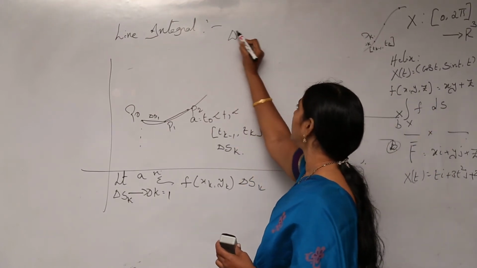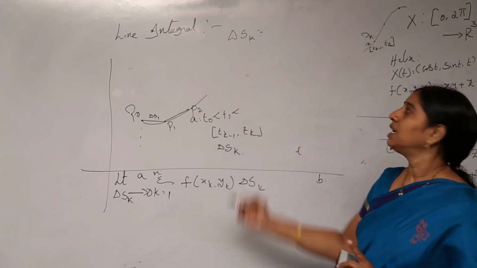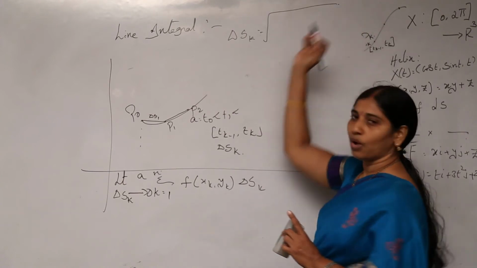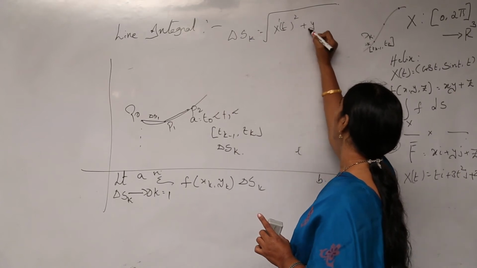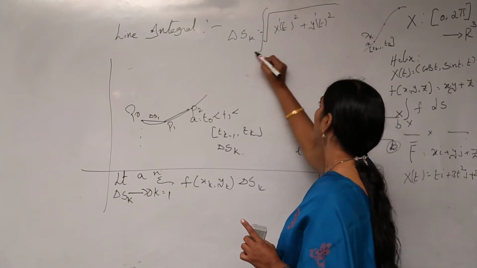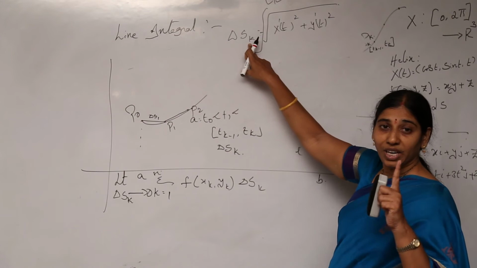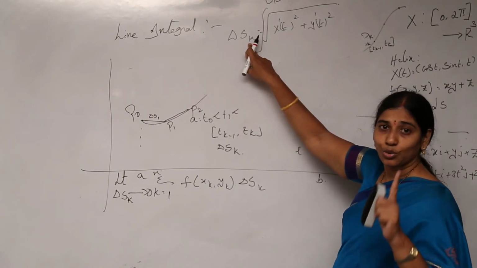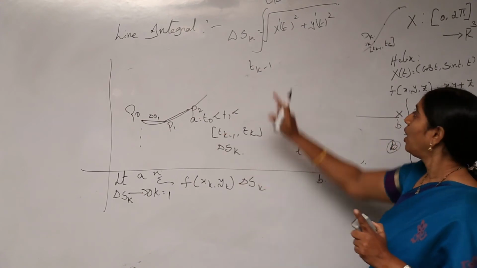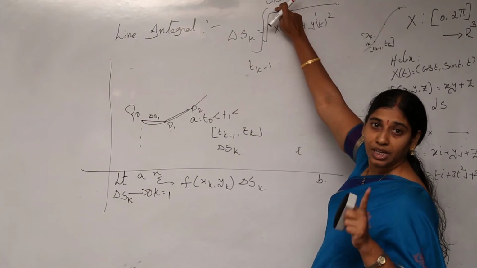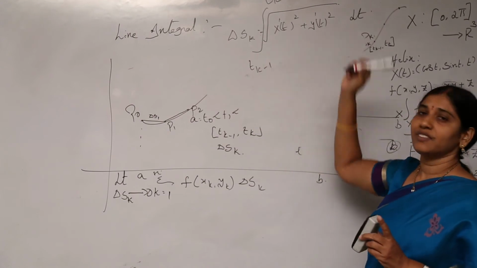How would we find the length of the arc delta sk? As we are saying, our function is a function of two variables. This is nothing but the integral of the square root of x dash t whole square plus y dash t whole square, from tk minus 1 to tk. Why? Because we are considering the kth subarc. So the kth subarc is in the partition tk minus 1 to tk. So the limit of integration will be from tk minus 1 to tk of dt, which gives the length of the subarc.